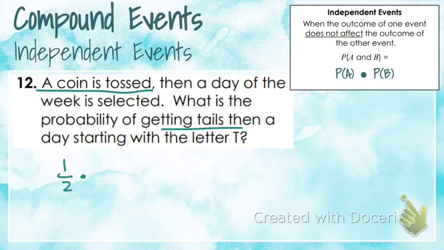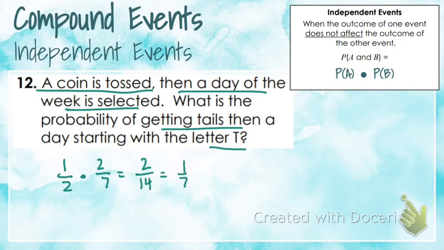Then we're going to multiply that by a day of the week is selected. There are 7 days of the week. We want the ones that start with the letter T. That would be Tuesday and Thursday. There are 2 of those. So we're going to get 2 over 14, which reduces to 1 over 7. So the likelihood of both getting tails and a weekday with a letter T is 1 in 7.